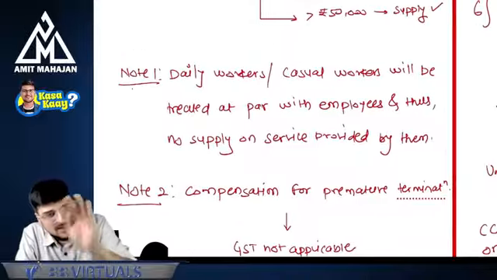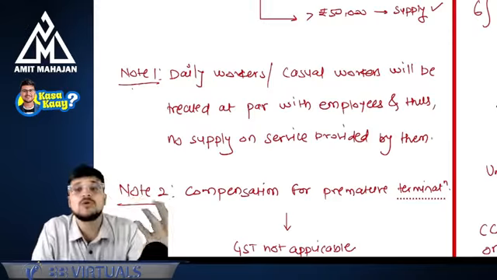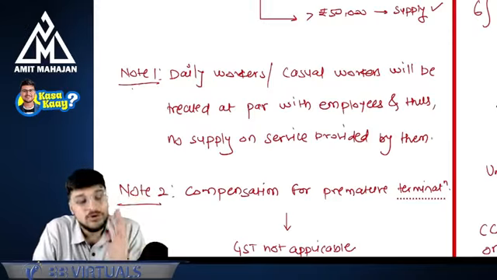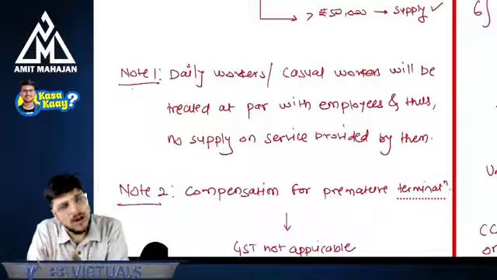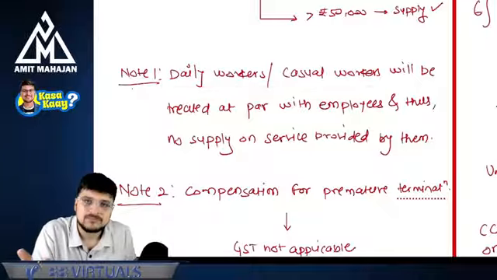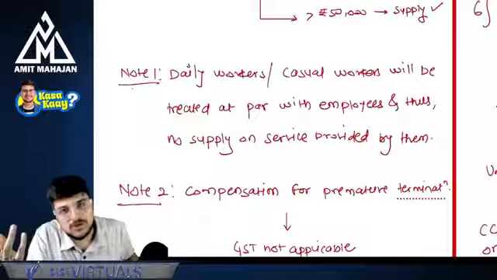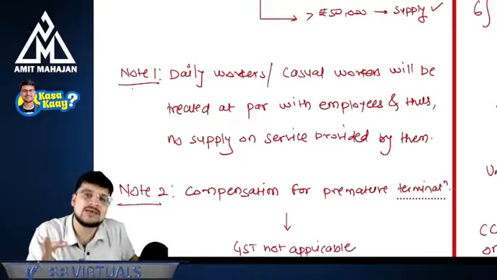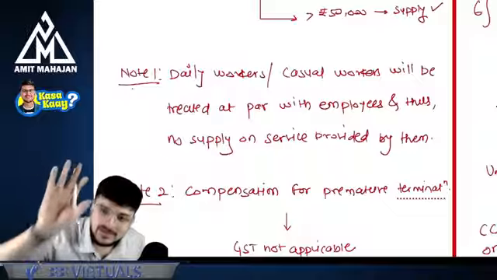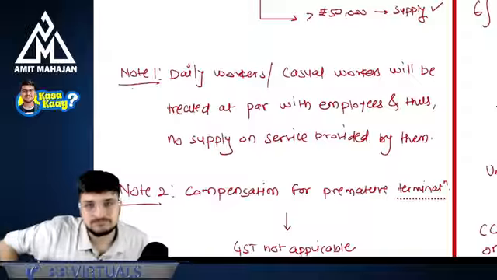Second point is in that there is one more point. You can see some daily workers, casual workers. You will treat them as employees only. You'll treat them at par with employees. Why? Because of course, daily workers and casual workers do not have any employment agreement. So if you don't have any employment agreement, you will not treat them as employees, or what? No, you will treat them as employees for GST purpose, which means whatever services are given by them, it will be considered that that is under employment and there will not be any GST.